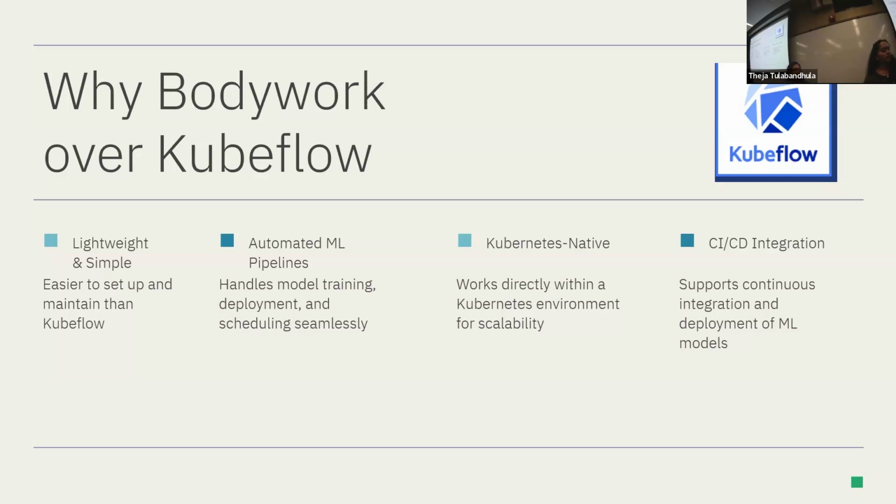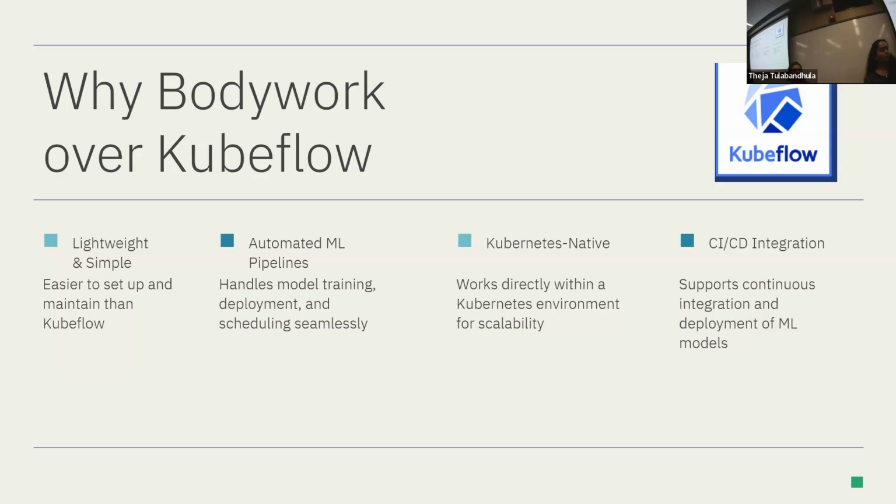One of the main goals of an MLOps tool is to automate tasks like training, deploying, and scheduling models. So BW does this seamlessly, reducing manual work and ensuring models run smoothly in production. Both Kubeflow and BW run on Kubernetes, but BW simplifies the process. Instead of requiring multiple components like Kubeflow does, BW works directly with Kubernetes to provide a lightweight, scalable solution.